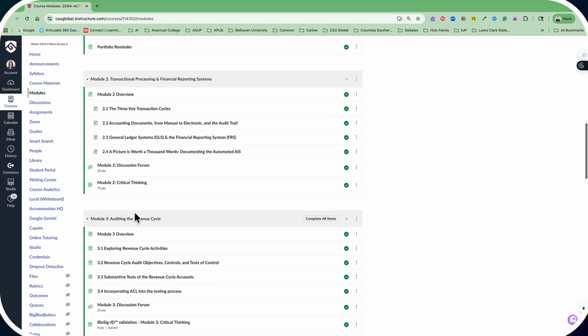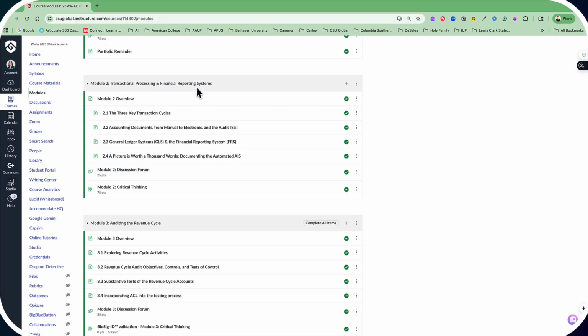Then we move on to Module 2, Transaction Processing and Financial Reporting Systems, where we will be discussing the 3 key transaction cycles, accounting documents from manual to electronic documents, and the audit trail. Additionally, we'll talk about general ledger systems and the financial reporting system. And one of my favorites, a picture is worth 1,000 words, documenting the automated AIS, accounting information systems.